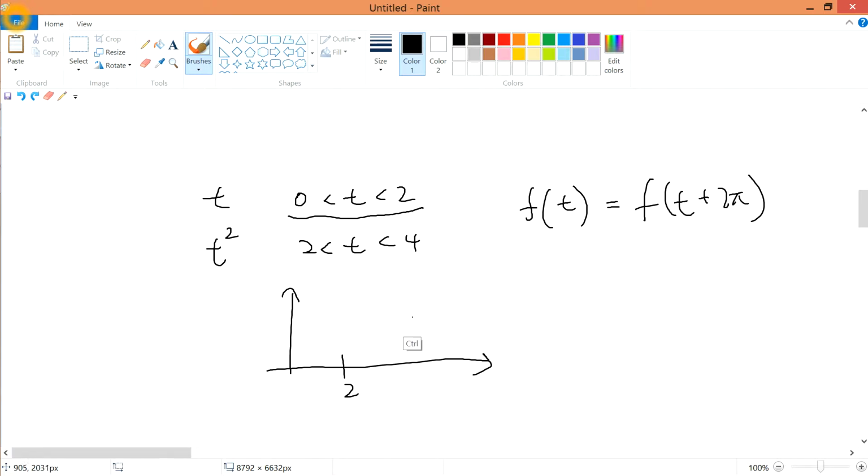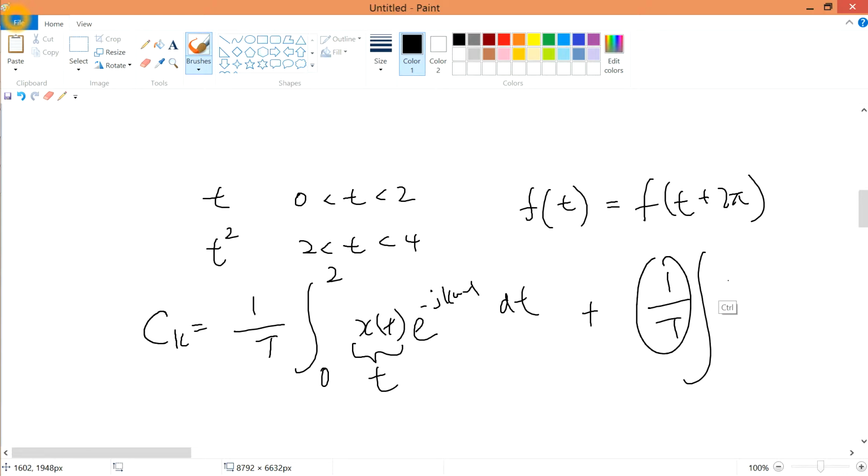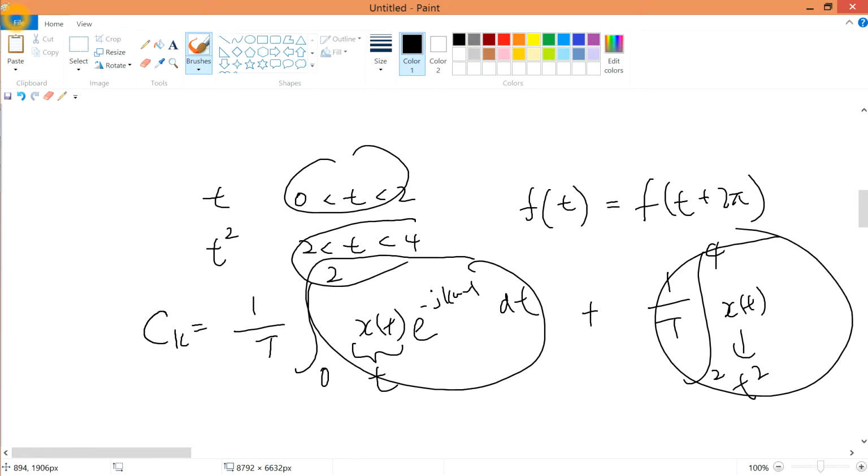Generally you solve using different intervals. Remember ck is equal to the formula 1 over T times the integral of x(t), then this one. So in this interval you write from 0 to 2, and sub in your function as t. For the next one, actually you can factorize all the 1 over T, but anyway, x(t) in this case is t squared, and the interval is from 2 to 4. So this term is for this interval.